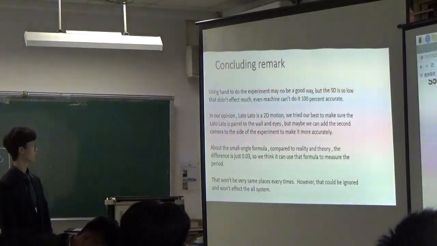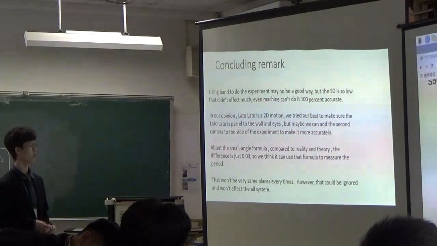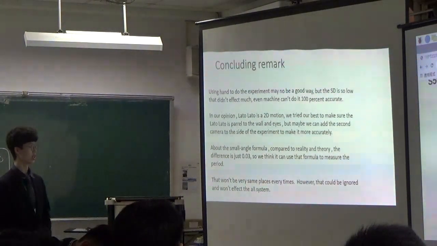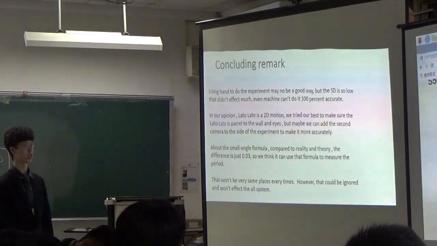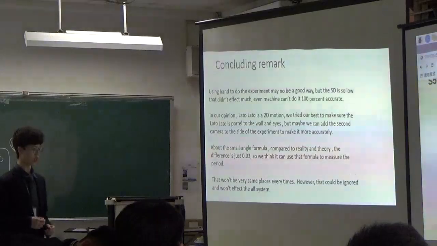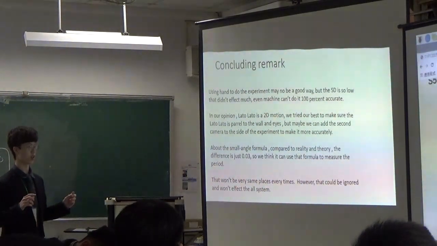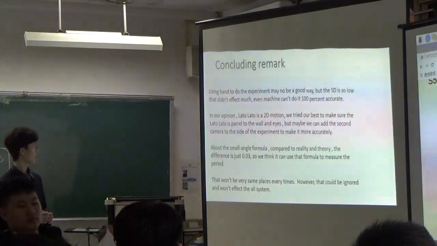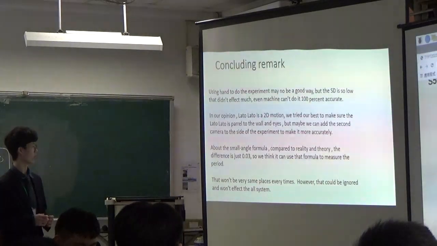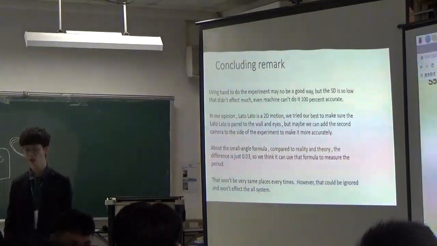The third part is about the small angle formula compared to reality and theory. The difference is just 0.03. So we think we can use that formula in this case. In the end, yes, I actually said that it won't be the same place each time when the two balls collide. But however, I think that would have no wrong effect on the whole system so much. That's all.